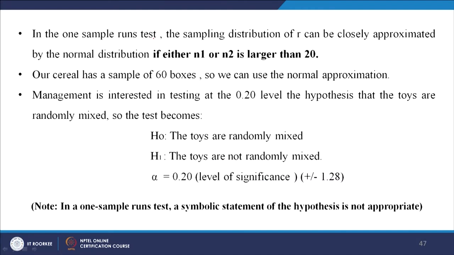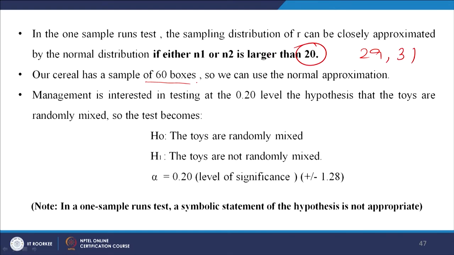In the one sample runs test, the sampling distribution of R can be closely, now this is very important, please check. The sampling distribution of R can be closely approximated by the normal distribution if either n1 or n2 is larger than 20. If it is larger than 20, then it automatically follows a normal distribution. Our serial in this case has a sample of 60 boxes. So, we have 60, and both n1 and n2 are 29 and 31, which is bigger than the magic number of 20.